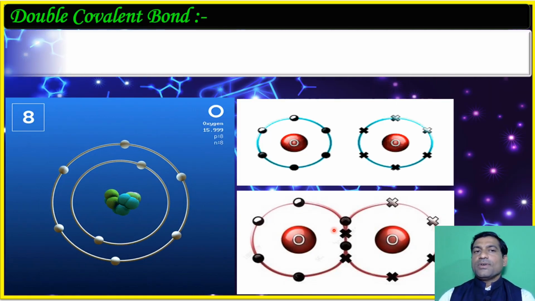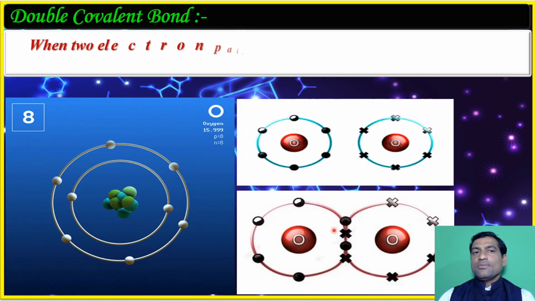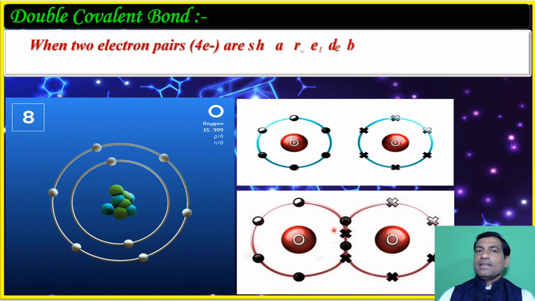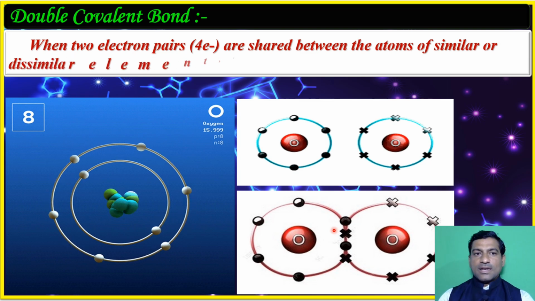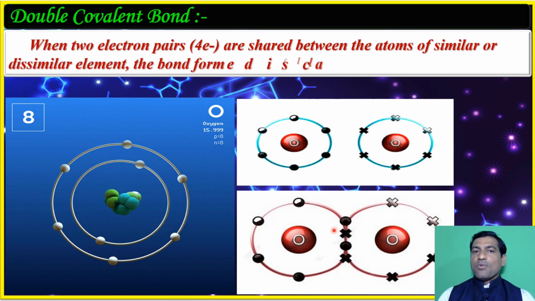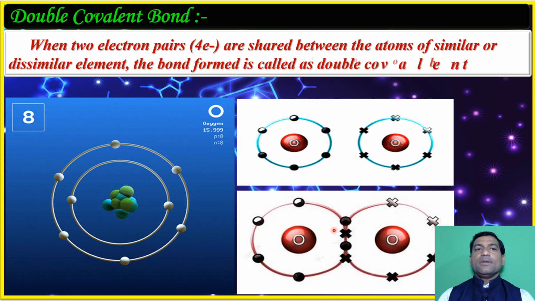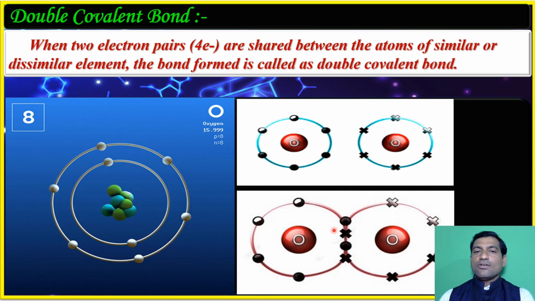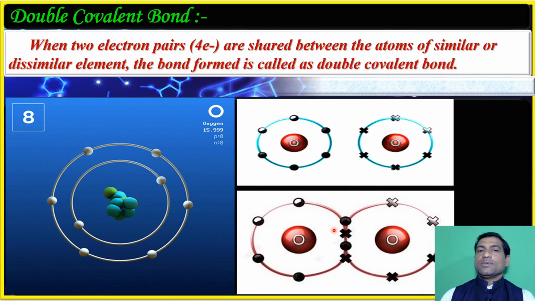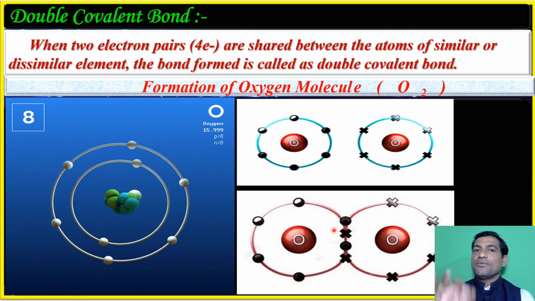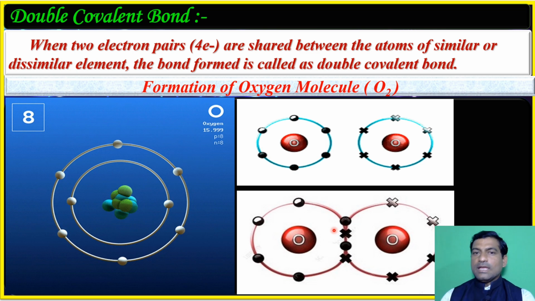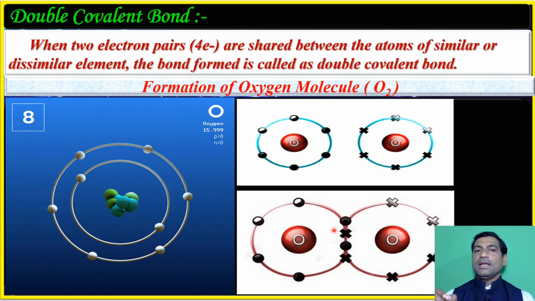Next, double covalent bond. What is the double covalent bond? When two electron pairs, that is 4 electrons, are shared between the atoms of similar or dissimilar elements, the bond formed is called a double covalent bond. Means there is a sharing of electrons between two atoms, but each atom shares two electrons. Means there is a sharing of four electrons between the two atoms, and that is the formation of a double bond compound. That bond is called a double covalent bond.